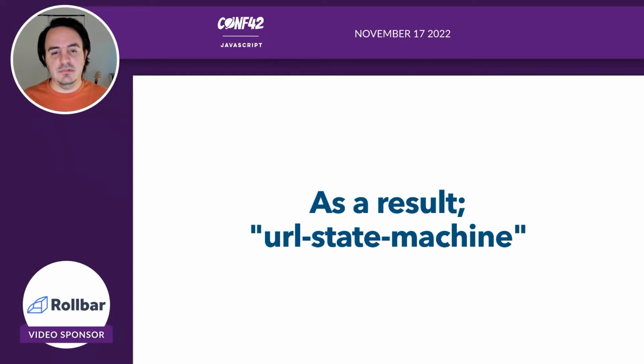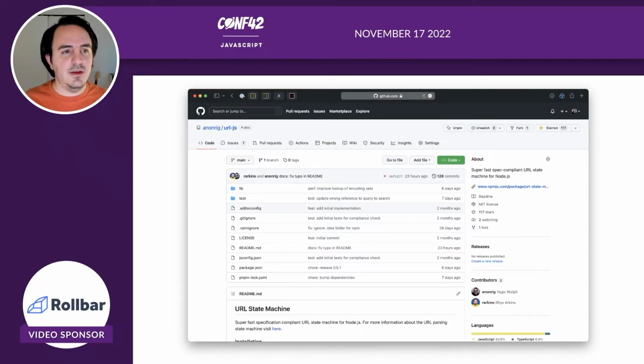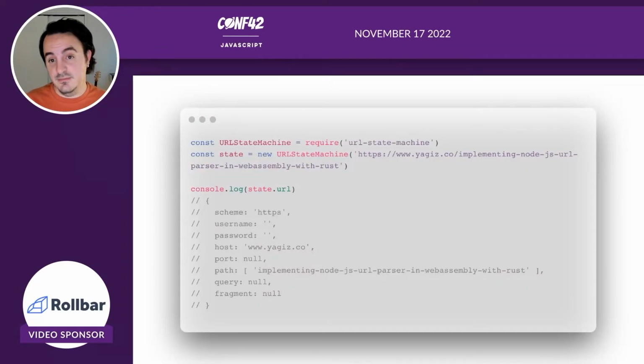As a result, the URL state machine npm package was born. It's available on GitHub at anonrig/url.js, which I will include at the end of this presentation. It's basically a super fast, spec-compliant URL state machine for Node.js written in JavaScript, but not as fast as I would expect it to be. This is one of the packages, with usage examples. If you just pass the URL string, it returns an object with scheme, username, password, and you can retrieve that information.